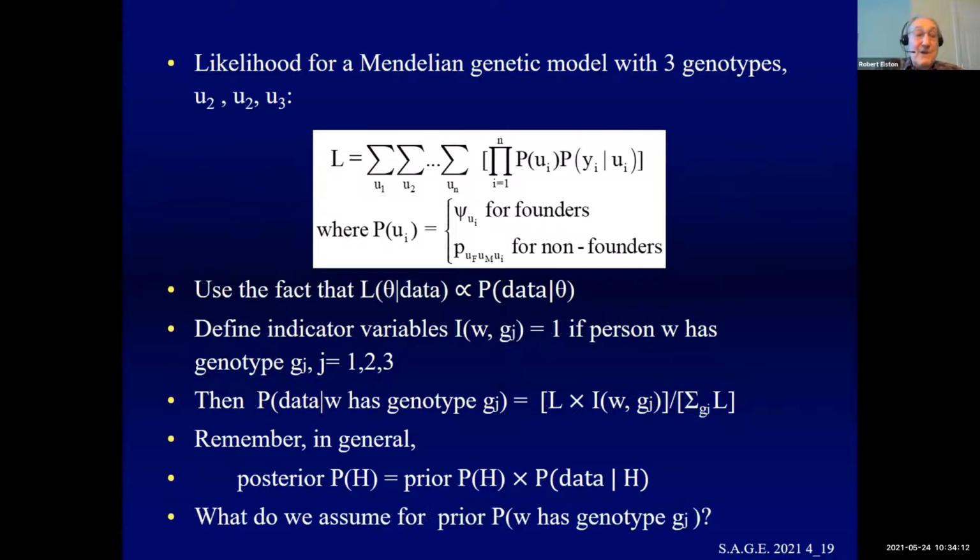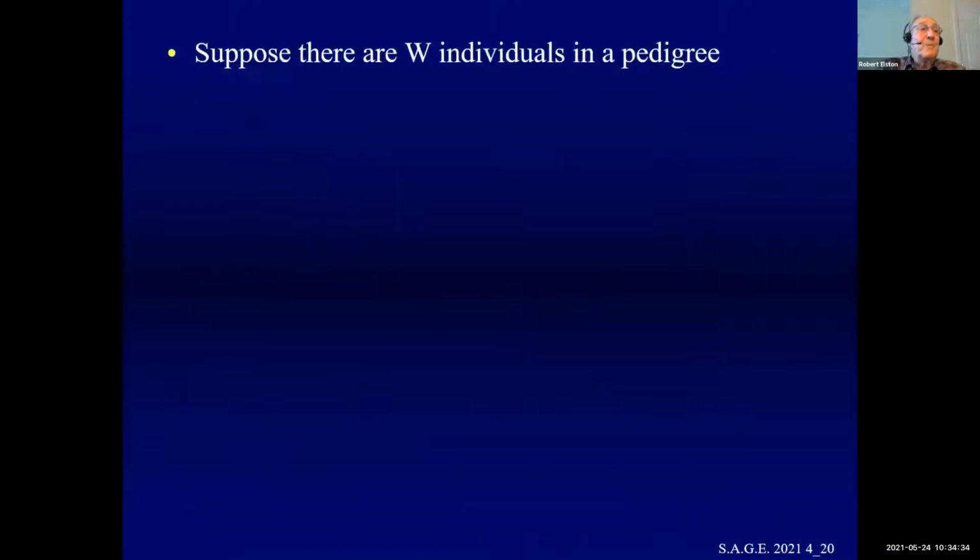Okay, this is the real problem. What do we assume about the prior that W has genotype GJ? What can we do about it? I mean, it doesn't make sense to say, well, let all the priors be equal. I mean, where could that come from? But you have to have a prior. So this is the neat trick we do.